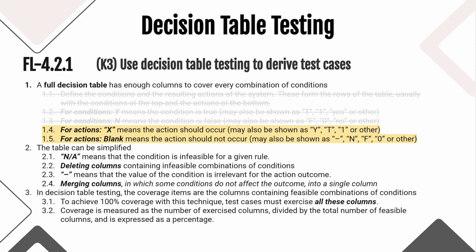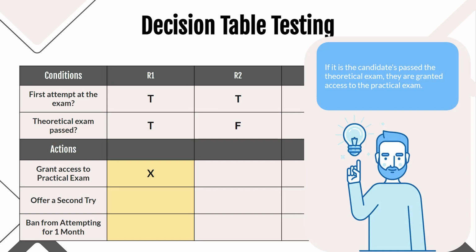In the vast majority of cases, the sign X indicates that the action must take place. If the action cannot take place, then the cells are left empty. The full decision table will look like this.